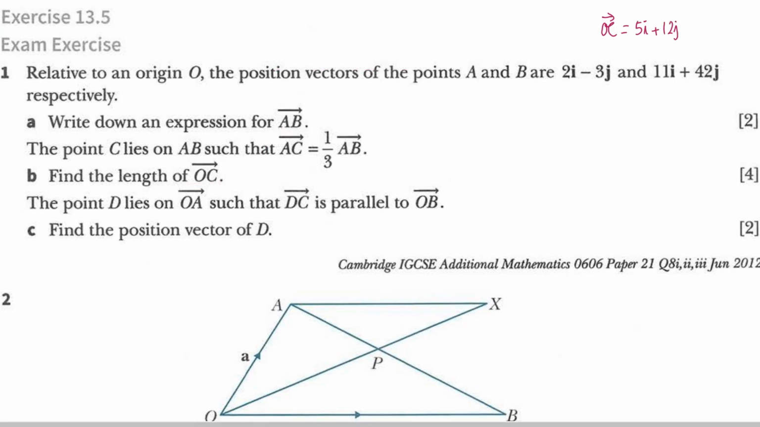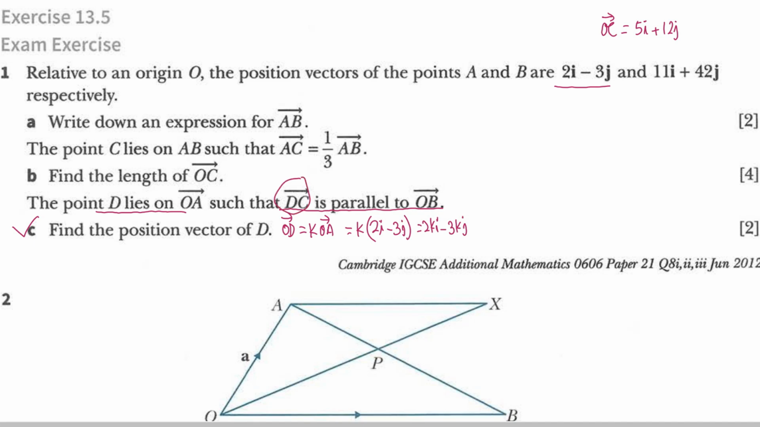Then part C: find the position vector of OD. The information is that point D lies on OA. Let D lie on OA, so we can write k times OA, because one point lies on another line. OA vector is 2i minus 3j, so k times that gives 2ki minus 3kj. This is our vector OD.